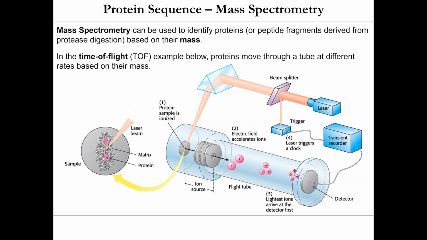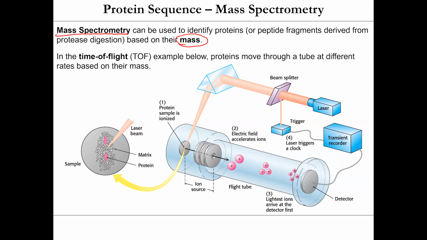So the much more common method, much more sensitive method, and the easier method that most people use now to determine a protein sequence is called mass spectrometry. Mass spectrometry can be used to identify proteins or peptide fragments derived from protease digestion, based on their mass. So if you ran a PAGE gel and one particular protein band keeps coming up, you can take that protein band and run it on mass spec, and that would allow you to determine its sequence and maybe its identity, and then maybe it's doing something pretty important in your sample.